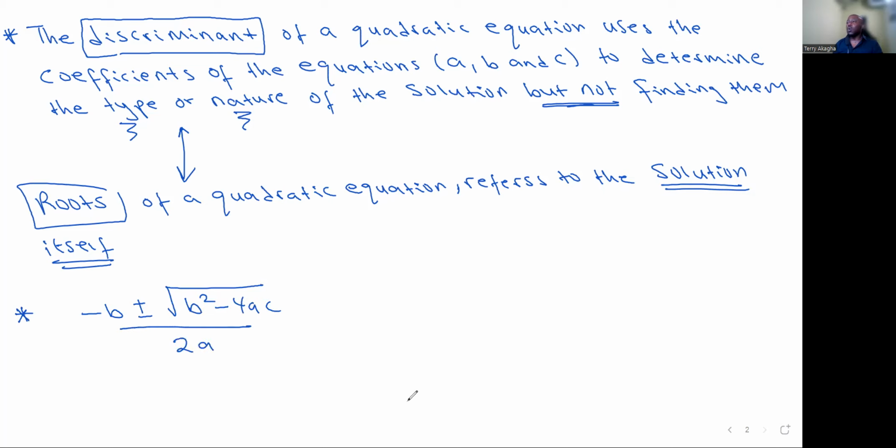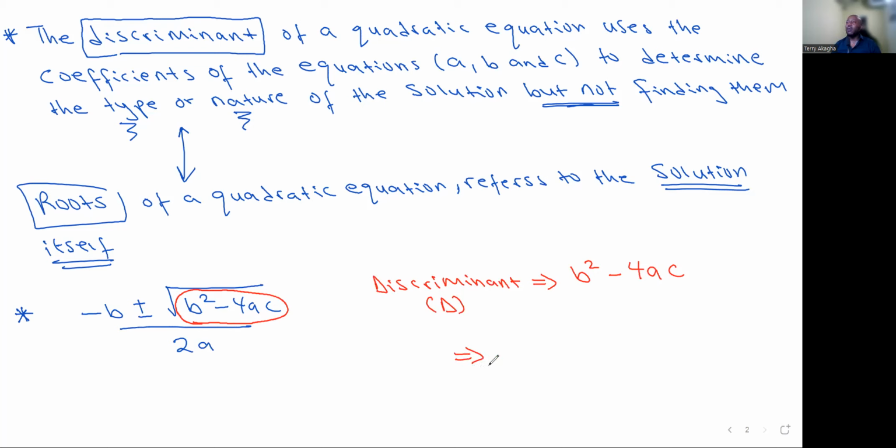So the discriminant is this part here, this b squared minus 4ac. So when you hear discriminant in a quadratic equation, the discriminant is the what? b squared minus what? 4ac. All right. So that means I can rewrite the discriminant. Usually people write it as D, which is b squared minus 4ac.